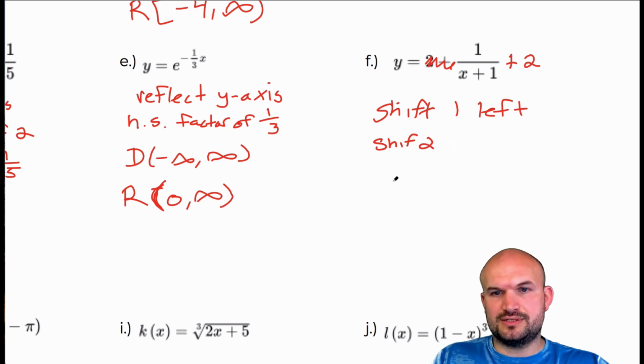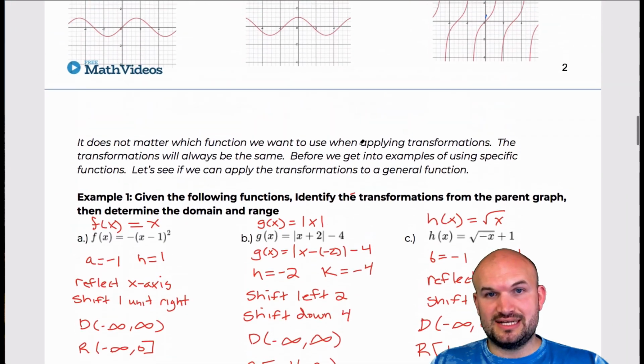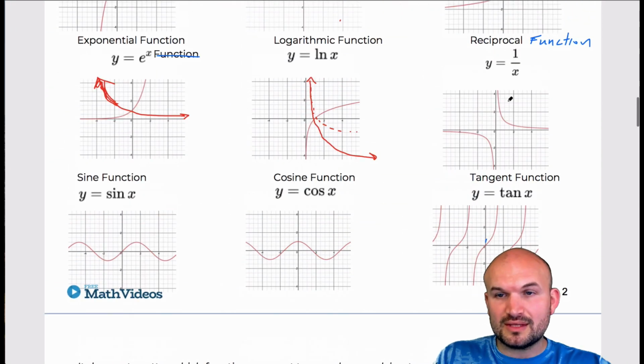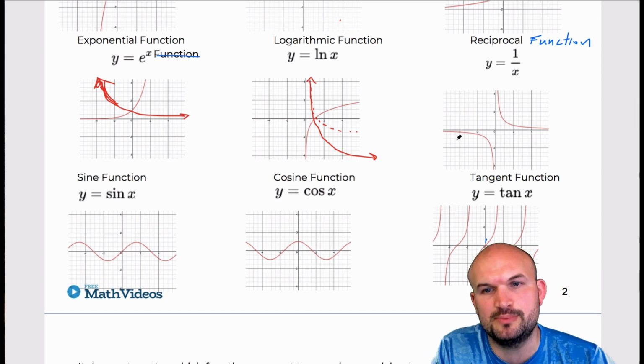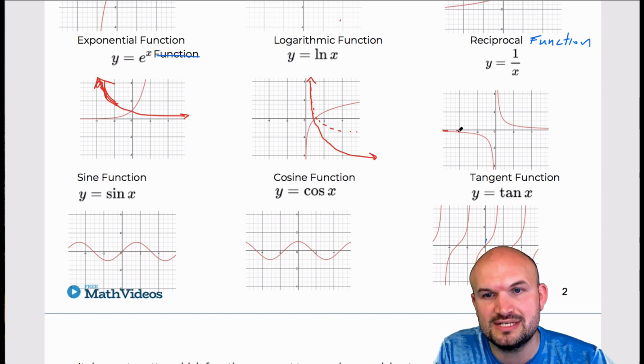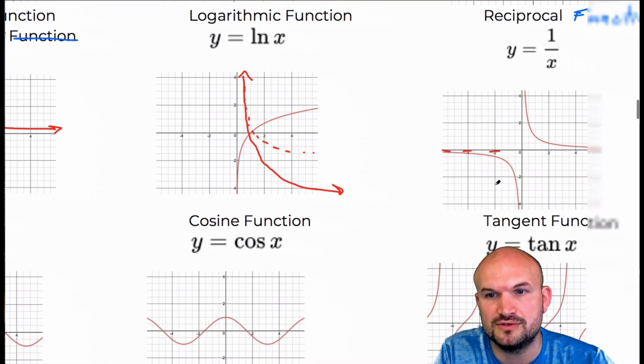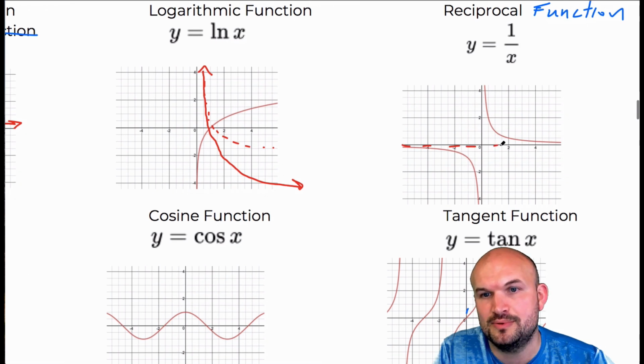I don't want to write units, 2 up. All right, now the graph on this one is kind of interesting because it's really important for us to understand that the reciprocal function has a horizontal asymptote at y equals 0 and a vertical asymptote at x equals 0, right?